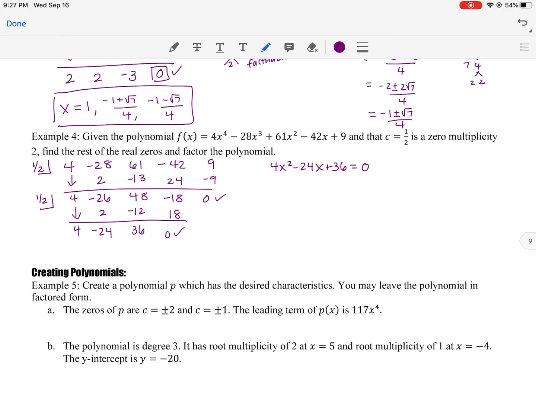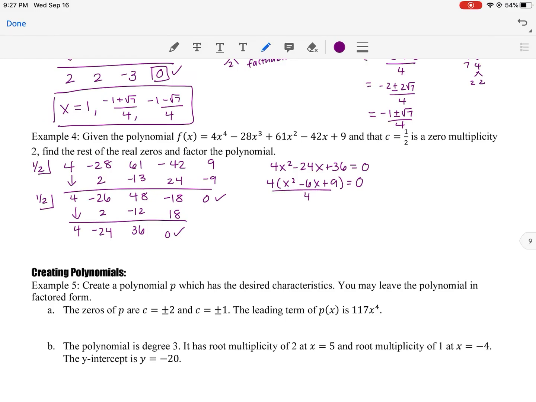A lot of times I would think, hey, let me just handle this one. I'm going to factor out a 4, and I get x squared minus 6x plus 9. I'm just going to solve this first, and then I'll worry about the factored form, because we want to find the rest of them and factor it. Either way is fine, whatever process you want.